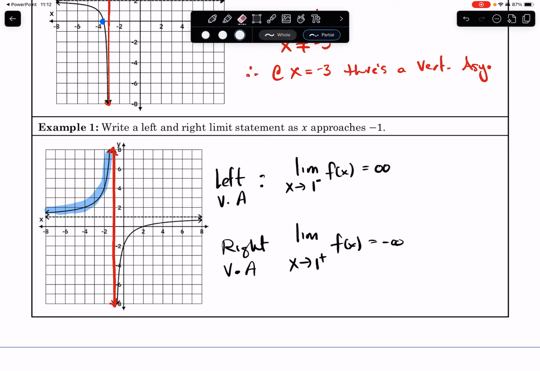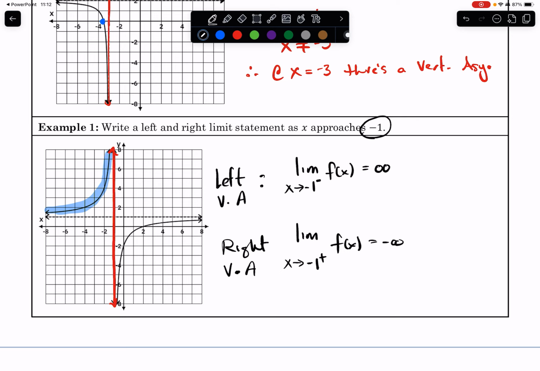And I forgot a symbol right here. This is not +1, that's my bad. This is x approaches -1. That's the vertical asymptote. Sorry for the confusion. Okay, so there you have it.